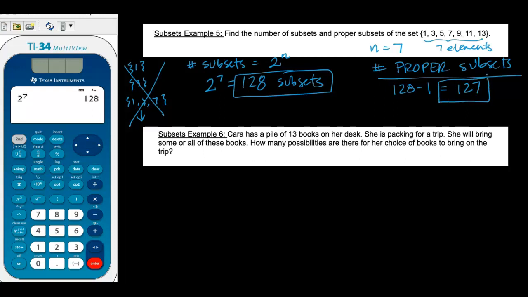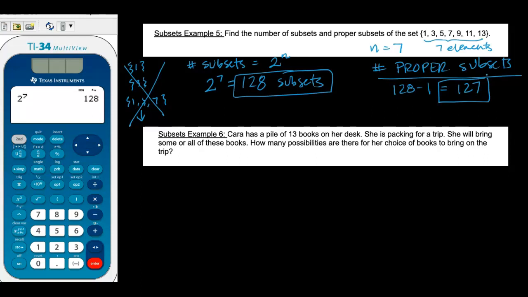Okay, so let's look at example 6. This one's a little bit different. It's more of a story problem. We have to do a little bit more thinking than example 5. So Kara has a pile of 13 books on her desk. She's packing for a trip. She will bring some or all of these books. How many possibilities are there for her choice of books to bring on the trip?